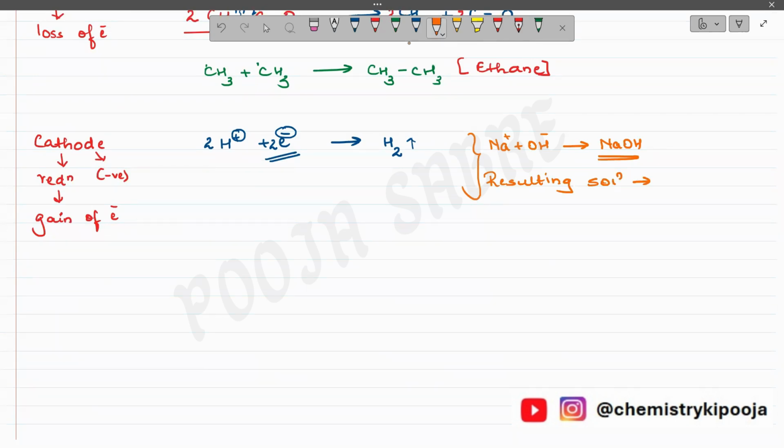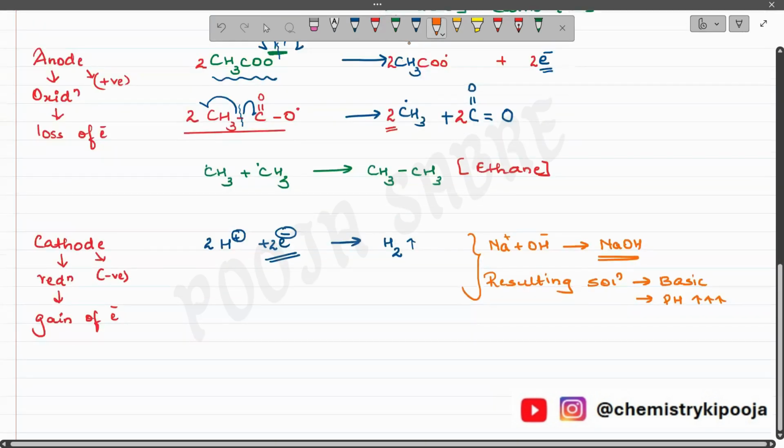it is what? It is basic in nature. And since it is basic in nature, definitely the pH will be very, very high, because we know that basic solutions have pH more than 7, right? Okay, so this is the entire thing.